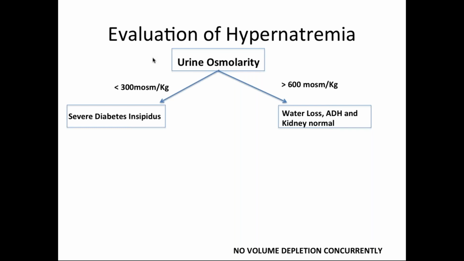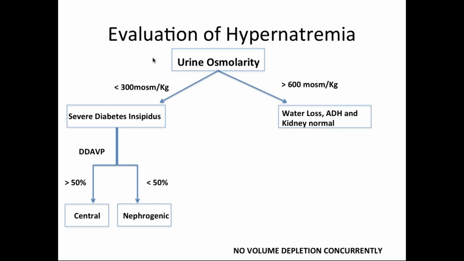If the urine osmolarity in the setting of hypernatremia is less than 300, what it means is that there is severe diabetes insipidus. And in this situation, you can give DDAVP because the person is already hypernatremic and hyperosmolar. You don't need to do any other restriction. And if there is more than 50% response, or 50% increase in the urine osmolarity, then this is central diabetes insipidus. If the response is less than 50%, then it is nephrogenic diabetes insipidus.